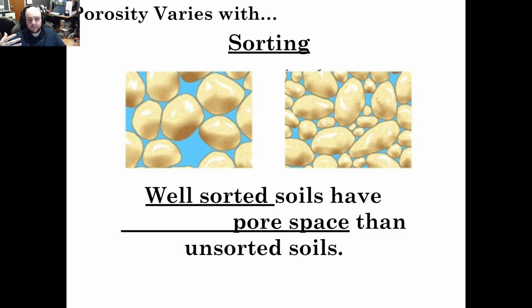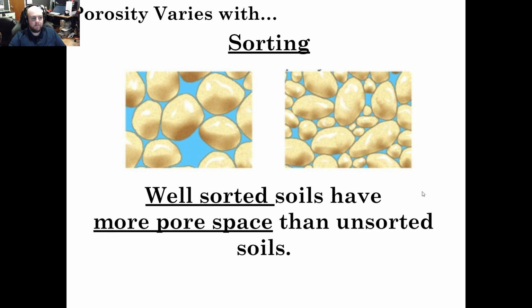So it's big sediments, small sediments, whereas rivers and waves will deposit sediments sorted, right? Big ones in one pile, little ones in another pile. So well-sorted soils have more pore spaces than unsorted soils. So here on the left, it's well sorted. They're all the same size. And notice that because of that, there is more pore spaces here.